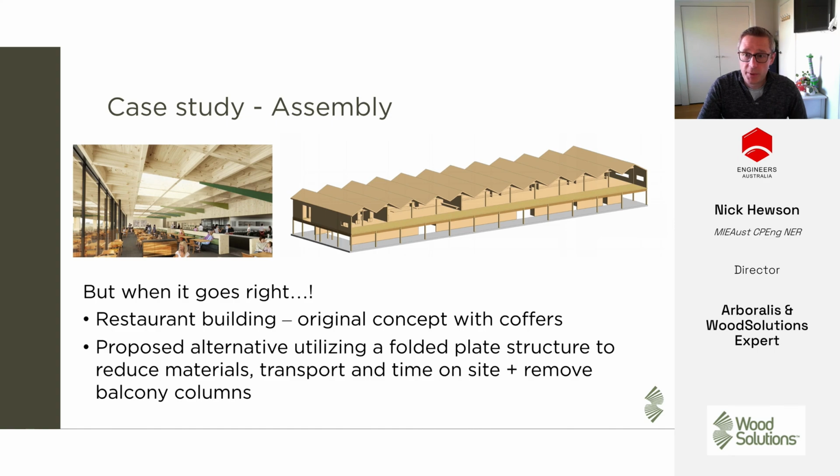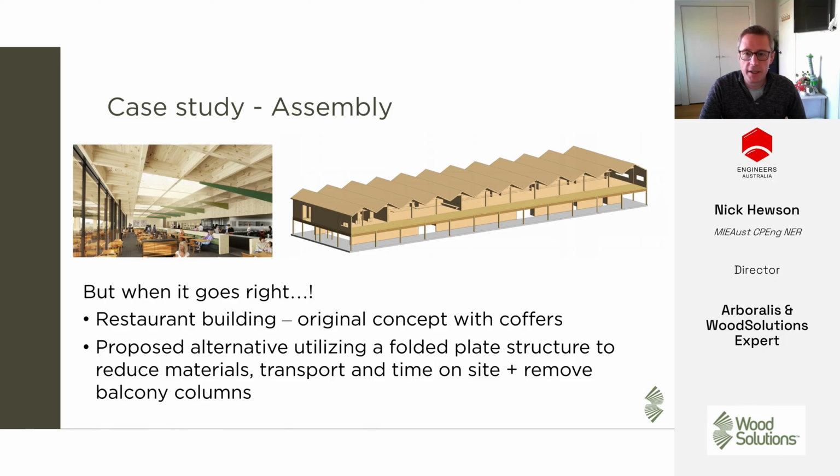But when it does go right, this is another building on the same site. It can make huge savings. This was a restaurant building, so it had a timber coffered ceiling, a roof structure initially, and that was, I think, over 600 pieces we worked out, and that was going to have to get fabricated on site, a significant amount of time and sub-assembly work to go on.